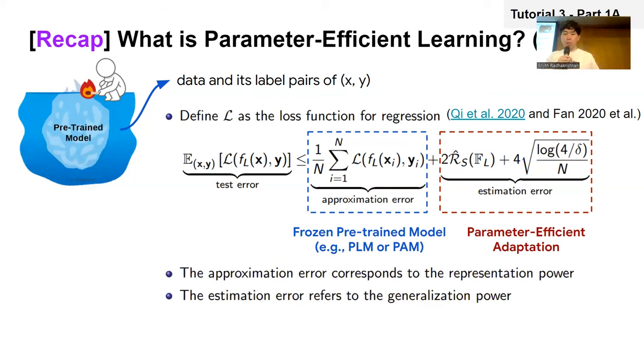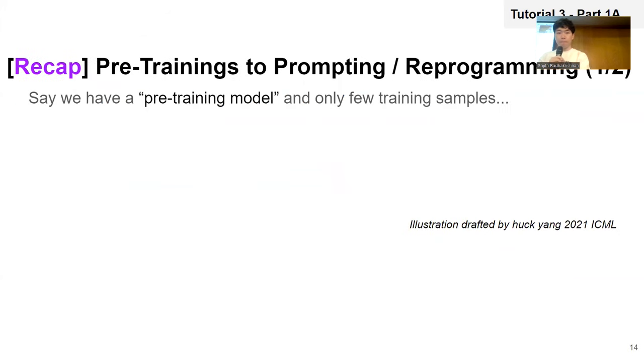So the approximation error corresponds to the representation power, which is how good the neural network is. And the estimation error refers to generalization power, which is how well the model can be generalized, and which is related to our adaptation and cross-modal fine-tuning here today. If you are interested in related work, there are some paper references, and we'll provide these in our later slides. So now we know the pre-trained model can be bounded by a certain task error based on theory from 1993.